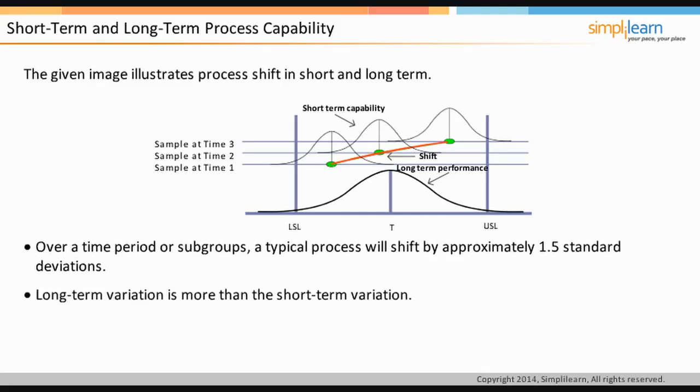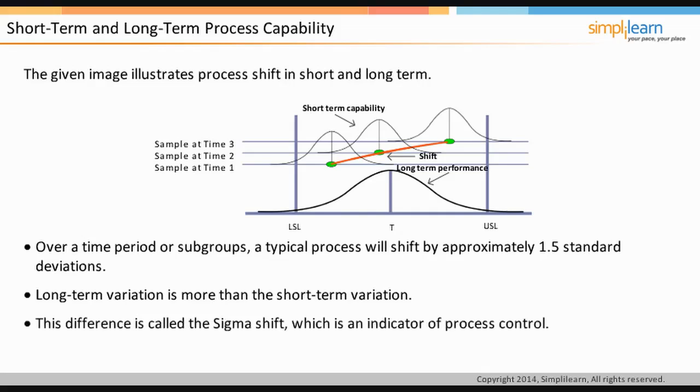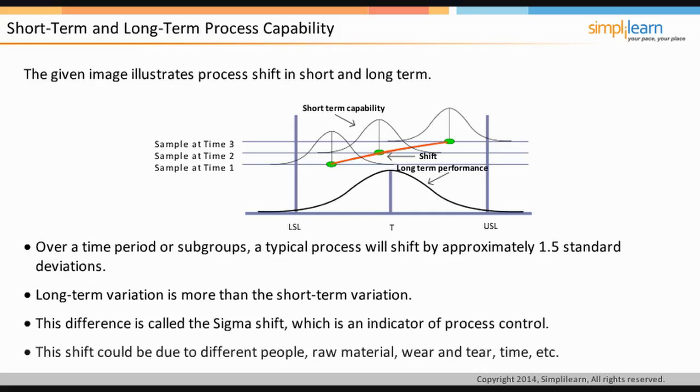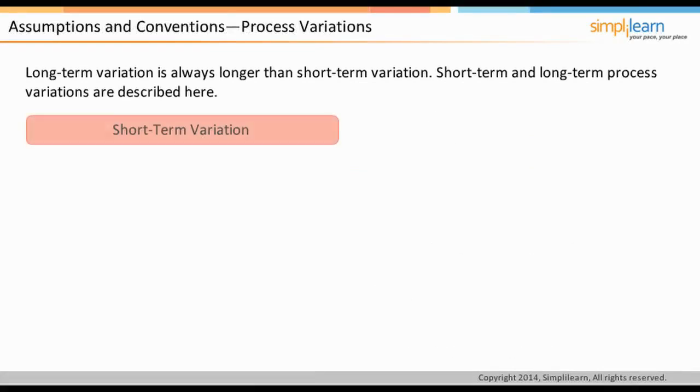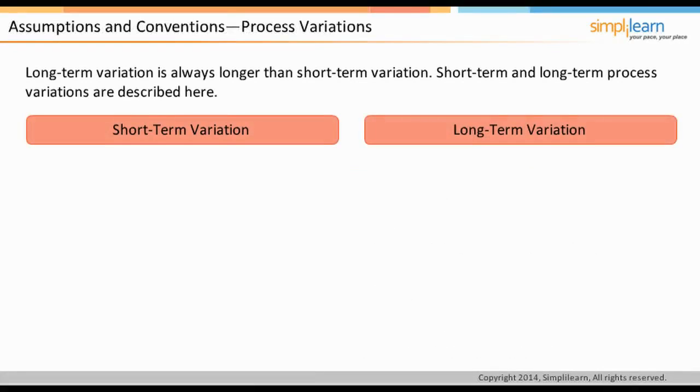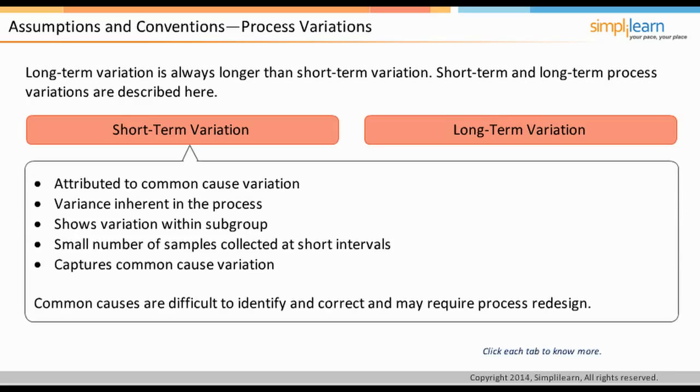Also, long-term variation is more than short-term variation. This difference is known as the sigma shift and is an indicator of the process control. The reasons for a process shift include changes in operators, raw material used, wear and tear, and time periods. We will discuss the assumptions and conventions of process variations in the following screen. Long-term variation is always longer than short-term variation. Click each term to know more.